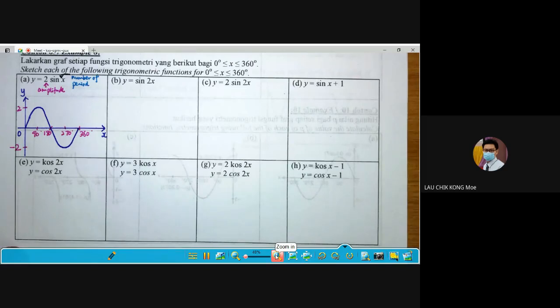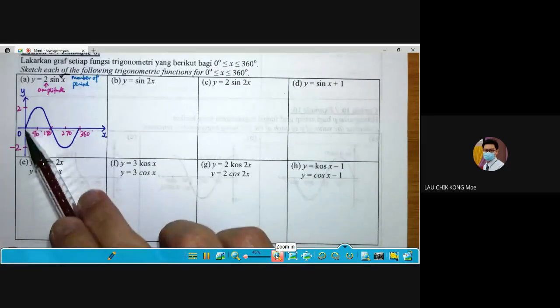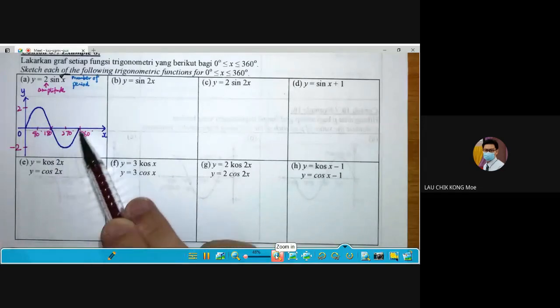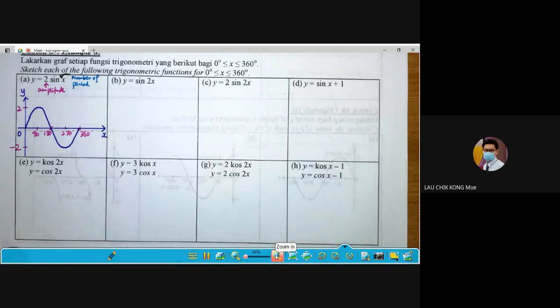And then the amplitude, we look at the question: 2. So 2, -2. And then the pattern is a sine, from 0 going up and then down, and then the last one is until the x-axis is 0. Okay, so this is y equals 2 sine x.